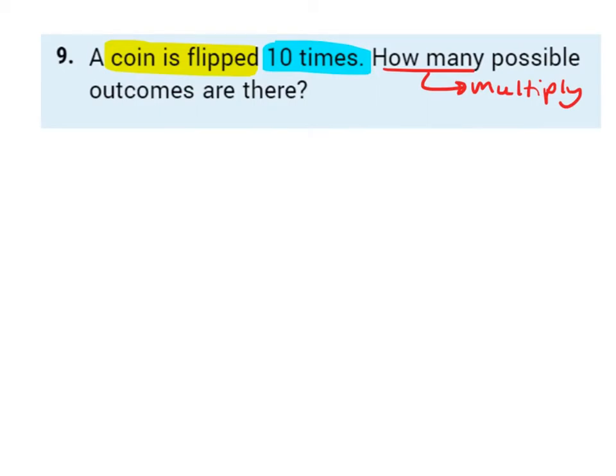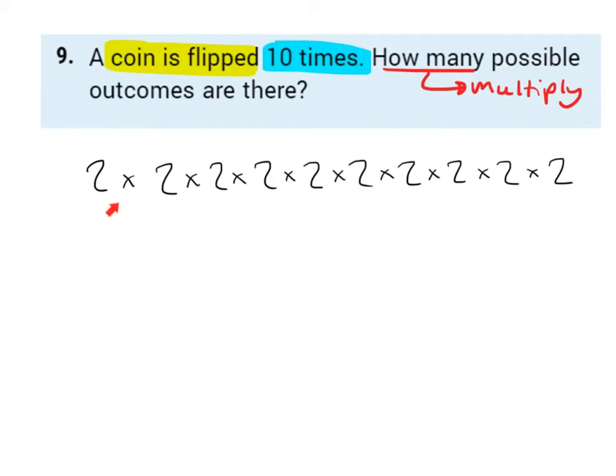So for the first flip, we've got two possible outcomes. For the second flip, we've got two possible outcomes. For the third flip, we've got two possible outcomes, and so on up as far as 10 times. So that's going to be 2 by 2 by 2, 10 times, which is 2 to the power of 10.